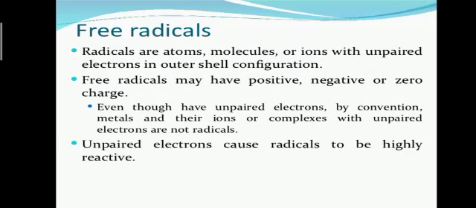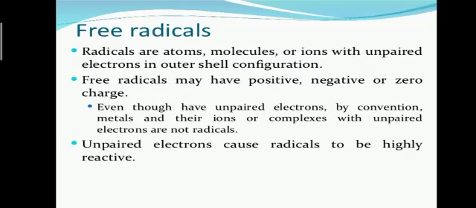It is represented by putting a dot over the species. For example, H dot, Cl dot, CH3 dot. The dot represents the unpaired electron or the free radical. Free radicals are formed by homolytic fission. It means that both atoms will equally break and form radicals. Free radicals are formed by the homolytic fission of the bond between two atoms.